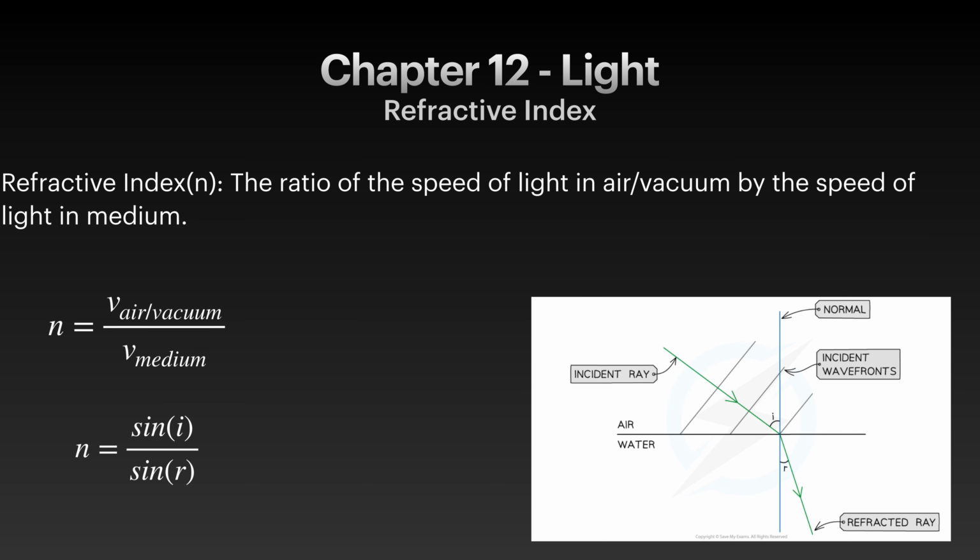One of the most important concepts when talking about refraction of light is called the refractive index. The refractive index, denoted by the symbol n, tells us how much the light bends. This refractive index can be calculated with the formula n equals sin i over sin r, where i is the angle of incidence and r is the angle of refraction. For light going from air into another medium, you can also use the formula n equals speed of light in air divided by speed of light in the medium.